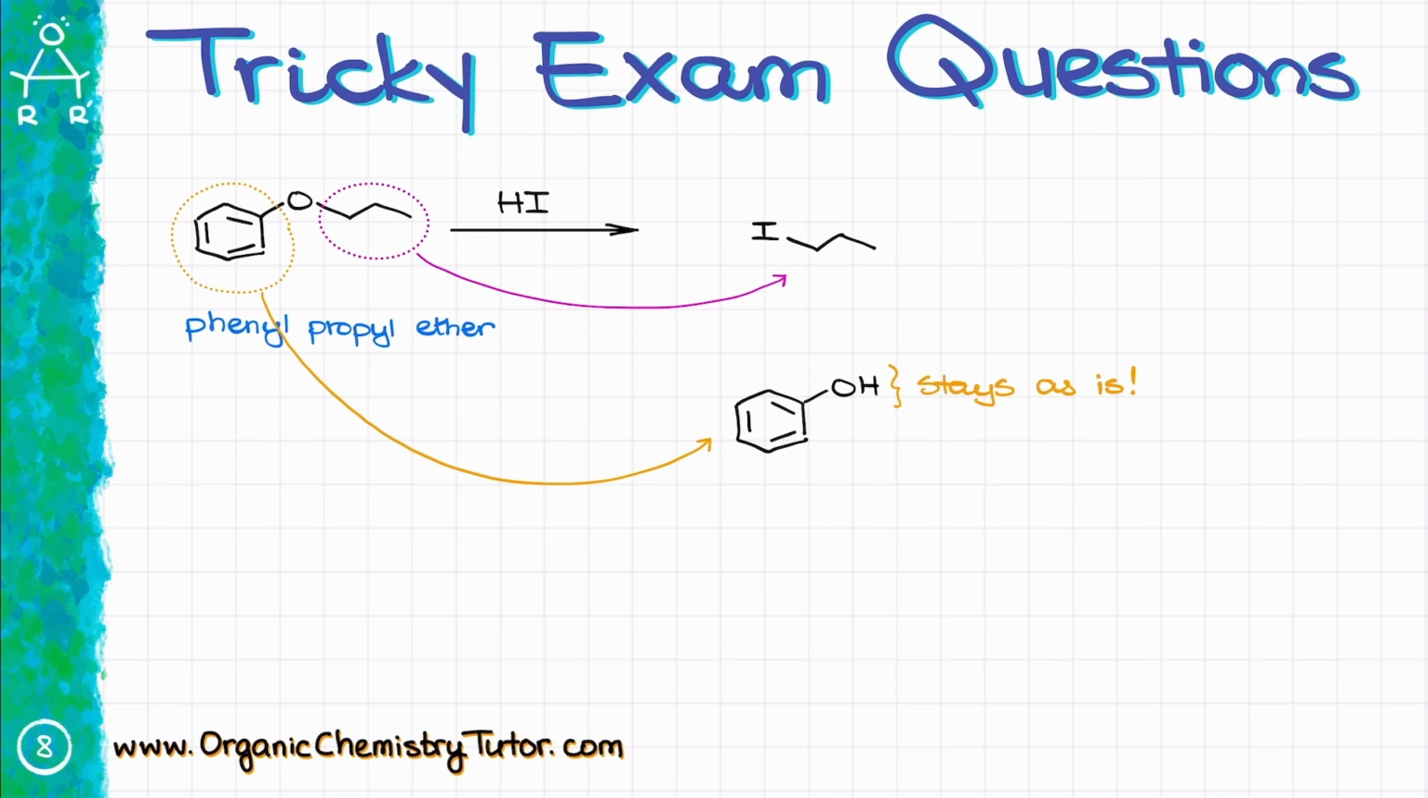Remember how you cannot easily do a substitution on sp2 hybridized atoms? This is the case here as well. Phenol, my other product in this reaction, has its OH group sitting on the sp2 hybridized carbon, and because of that it cannot be replaced with iodine via either SN2 or SN1 reaction, so it stays as is.